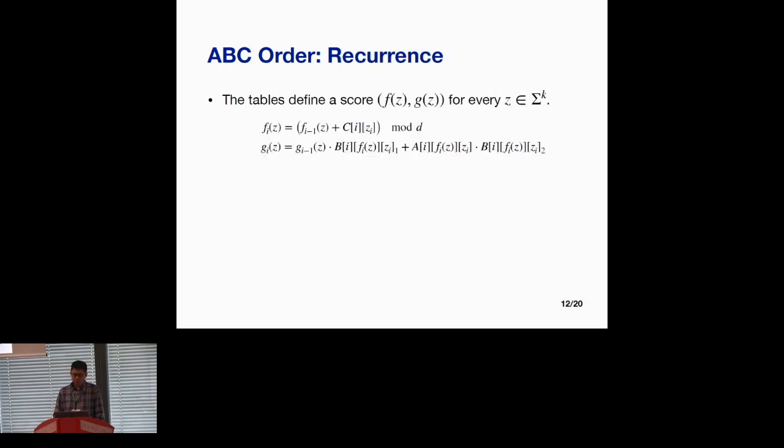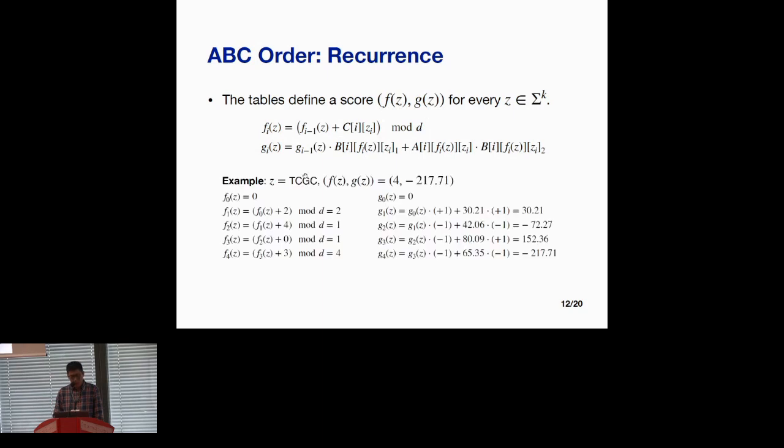The tables define a score for each length k string z, and the score is a pair, f and g, both defined recursively. To define the order, we first compare f. If they have the same f, then we compare their g. Here I have an example. For this length k string z, its score is -200 or something, calculated following exactly this recurrence.